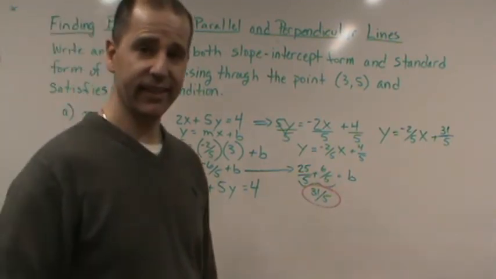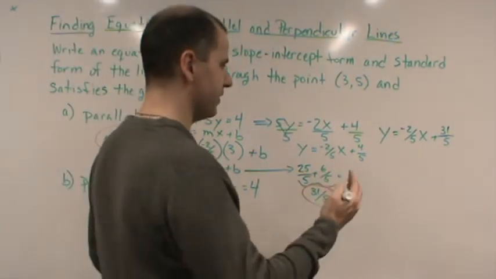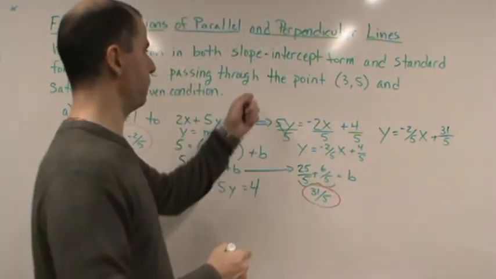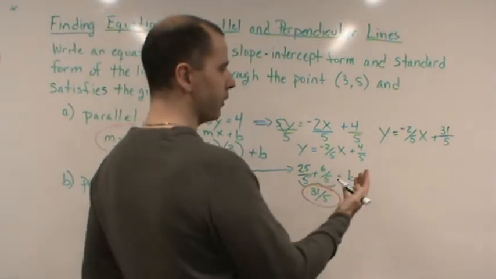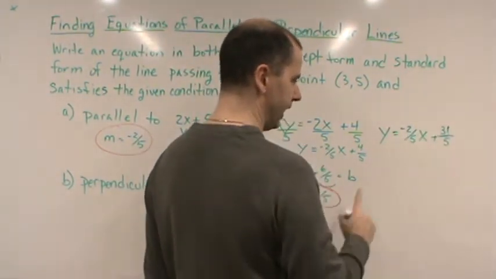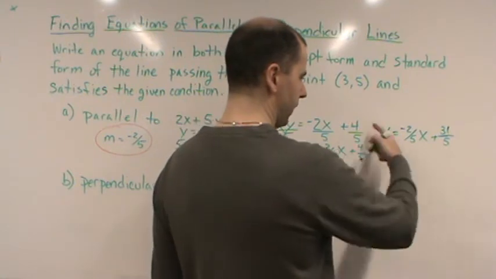And that's it. So now, this is in slope-intercept form. Now, I want it in standard form, right? They wanted both slope-intercept and standard form, so I put it in standard form. Now I'm just going to multiply everything by 5 because I want to get rid of the fractions. Can't have fractions.